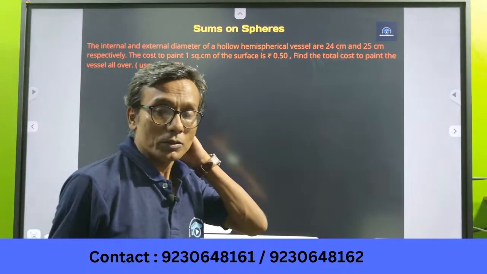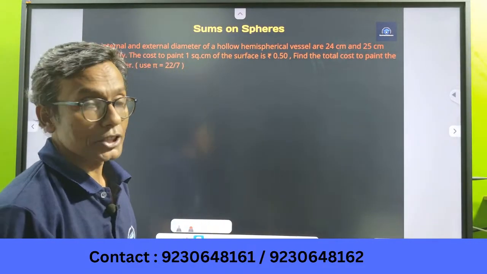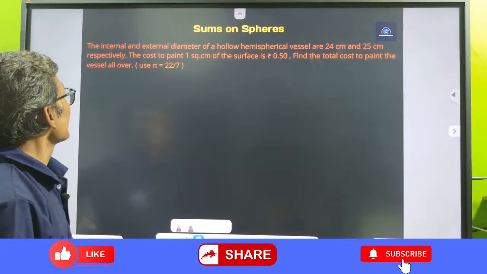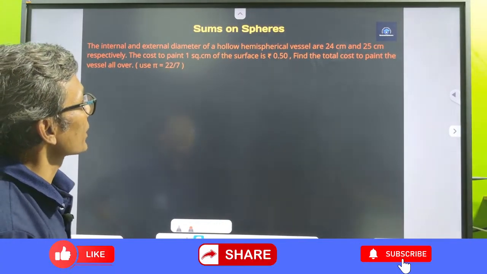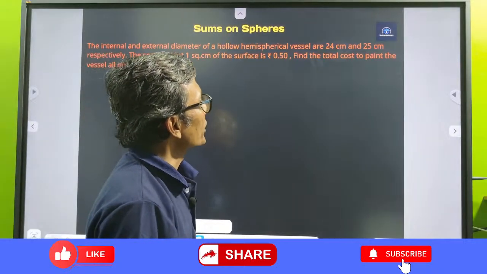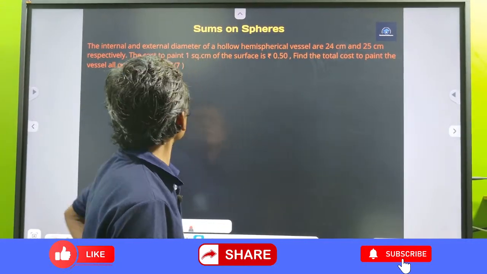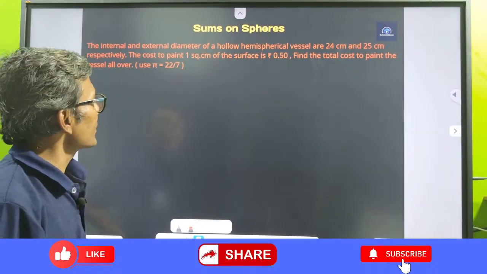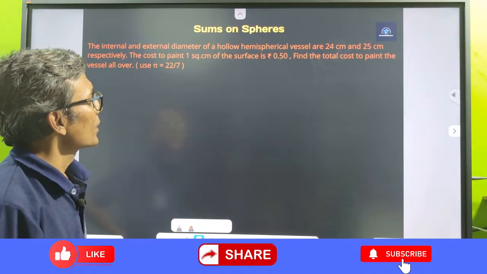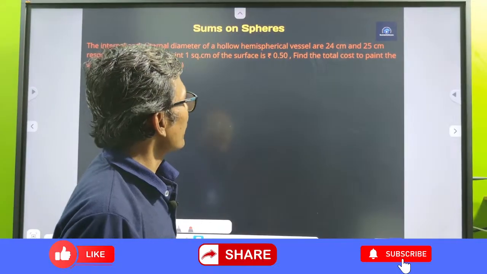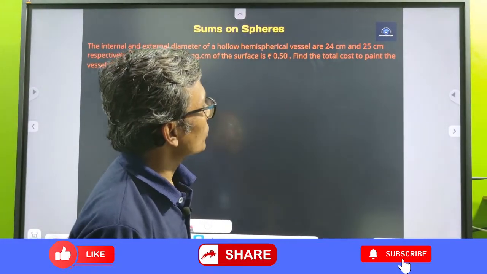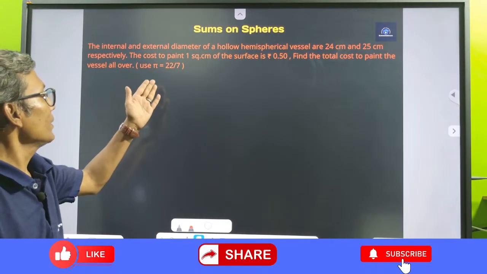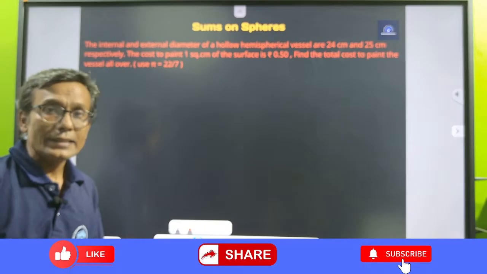Okay guys, now I am going to solve another question that is based on sphere. The question is like this: the internal and external diameter of a hollow hemispherical vessel are 24 centimeter and 25 centimeter respectively. The cost of paint per 1 square centimeter of the surface is rupees 0.50. Find the total cost to paint the vessel all over. And we're taking pi is equal to 22/7.